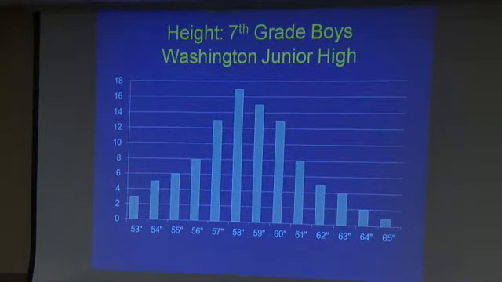So here, in fact, is a distribution of Washington Junior High, the 7th grade boys. And there are 100 in here. Here's the way to read this particular graph. On the bottom, we have the different possible heights, ranging from 53 inches to 65 inches. And the height of each of these bars represents the number of boys who had that height.